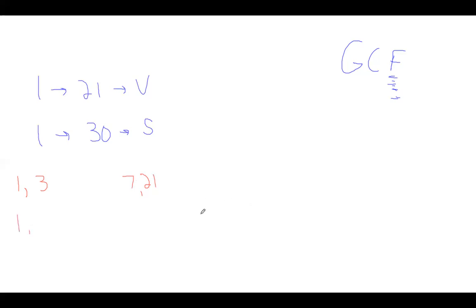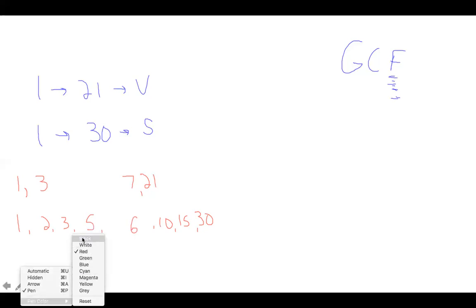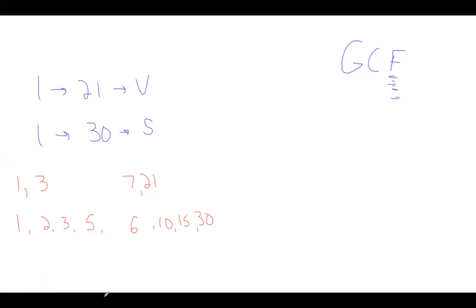30. 1 and 30. 2 and 15. 2 times 15 is 30. 3 times 10. 4, no. 5 and 6. And I'm done. So now I want to know what is the greatest common factor here? And it's 3. So what does that mean in terms of our problem?